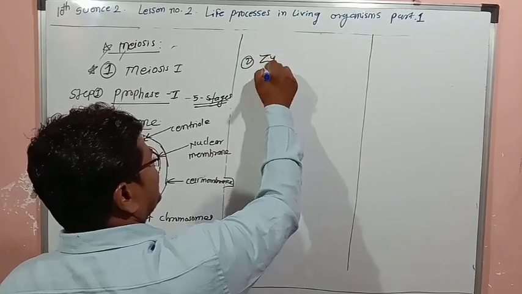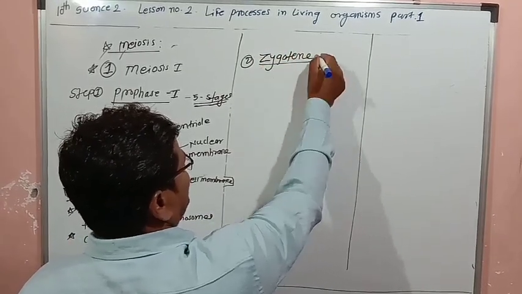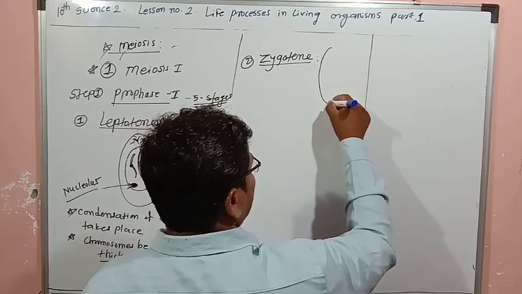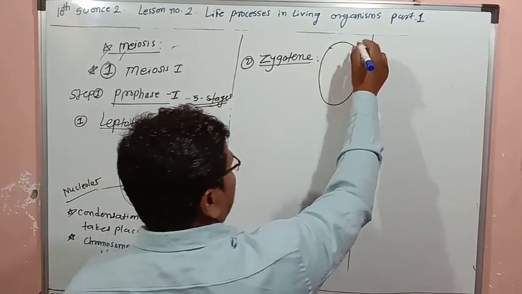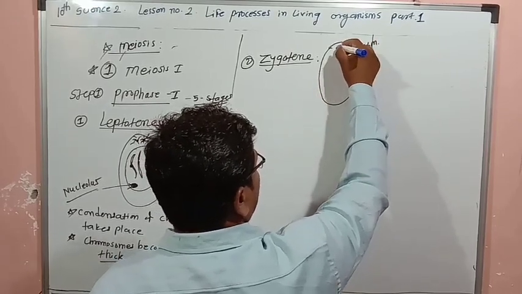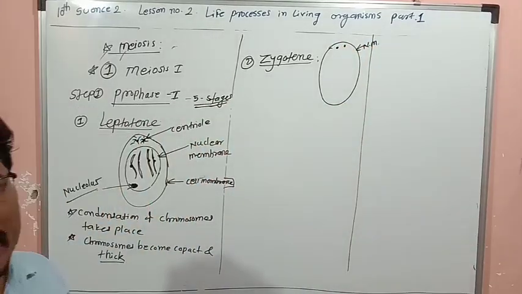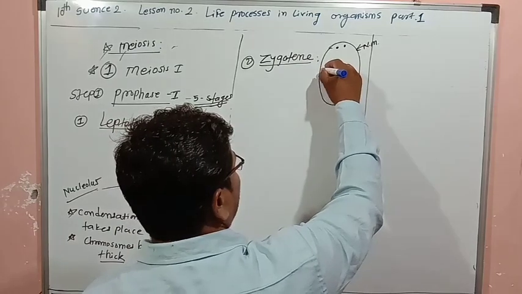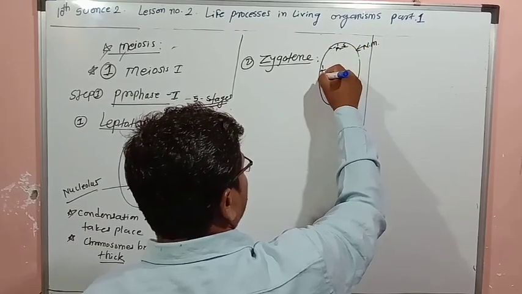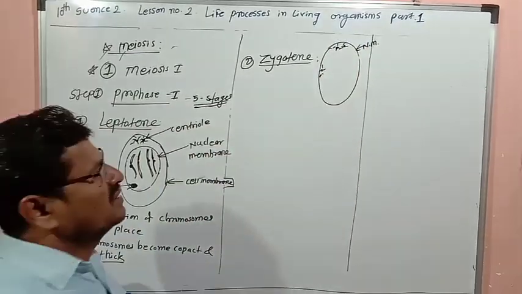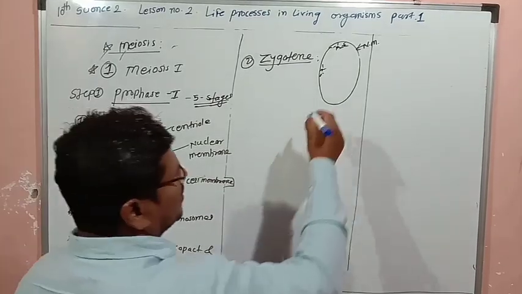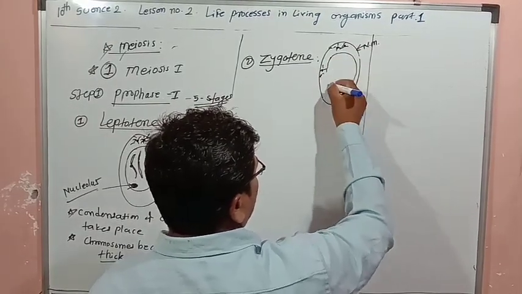That one is their zygotene. So in the zygotene, we will see which changes take place. Firstly we will draw a diagram. This one is the nuclear membrane. Here the centrioles get divided. Centriole starts to divide. Again, an important thing is there in case of the centriole, here we are drawing the nuclear membrane.